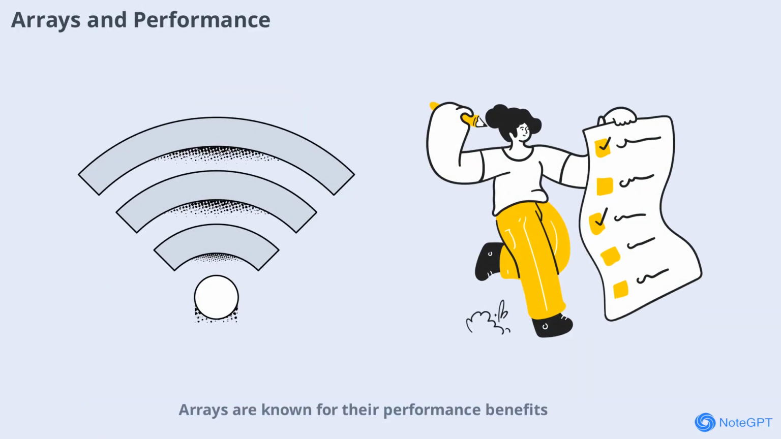Arrays are known for their performance benefits, especially when it comes to accessing and updating elements. Their contiguous memory layout allows for fast operations, making them ideal for time-sensitive applications. However, be mindful of their limitations such as fixed size and type restrictions to avoid performance pitfalls.